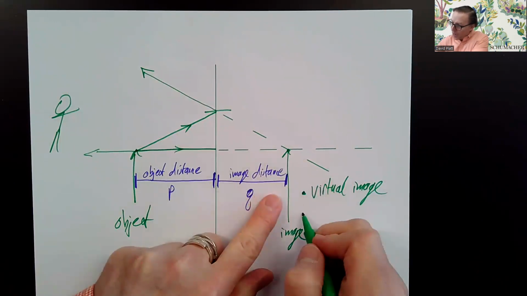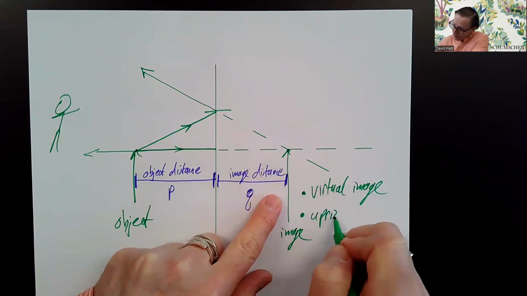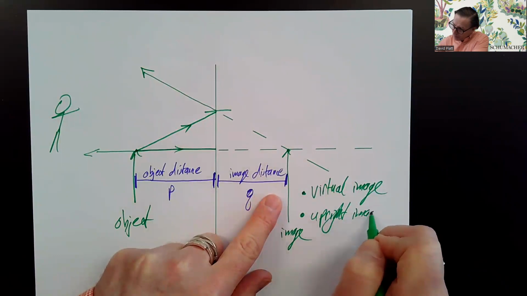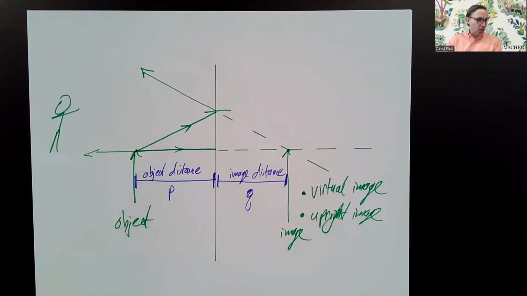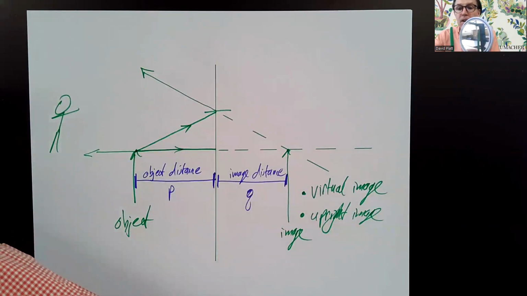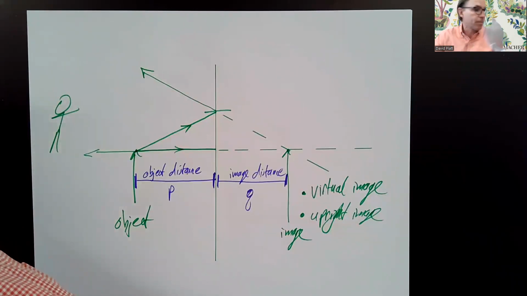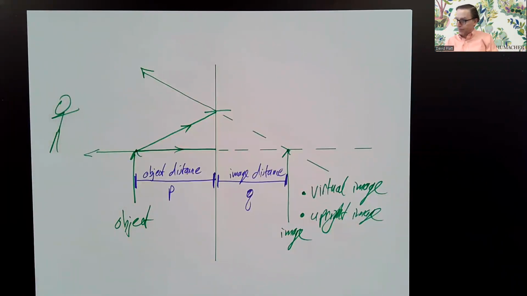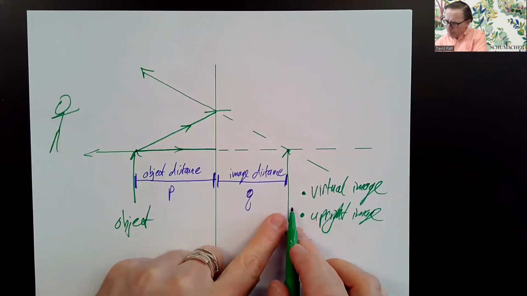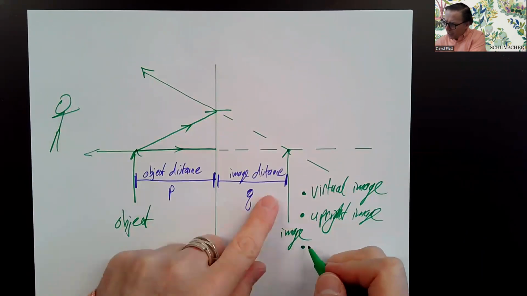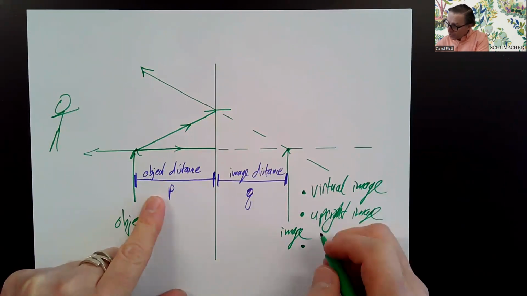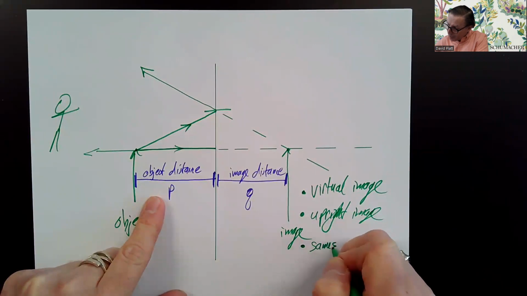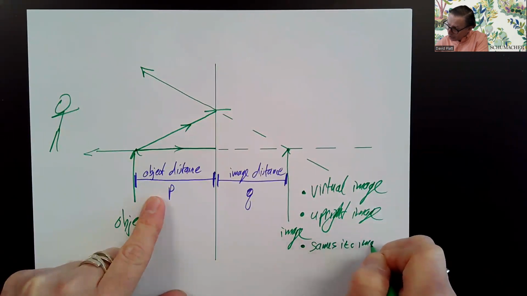This image is called an upright image because the arrow did not get turned upside down. When I look at this pen in the flat mirror, they're both pointing the same direction. So that's called upright. And even though I drew this bigger than this, the image here is the same size. When you look at yourself in the mirror, you're not any bigger or smaller. So same size image.